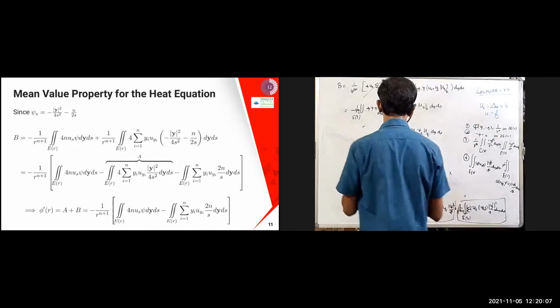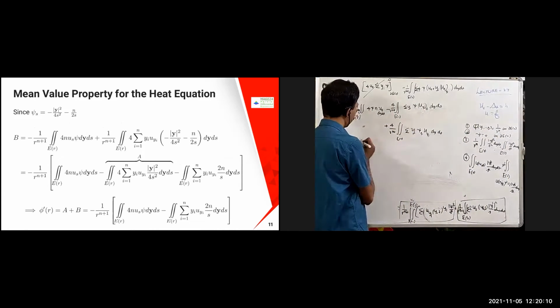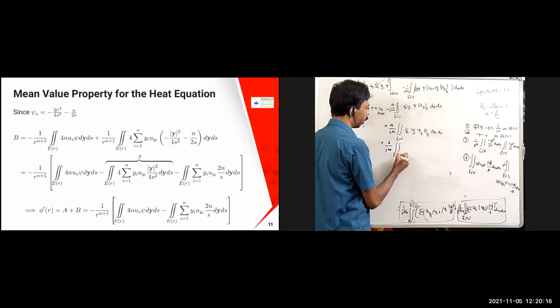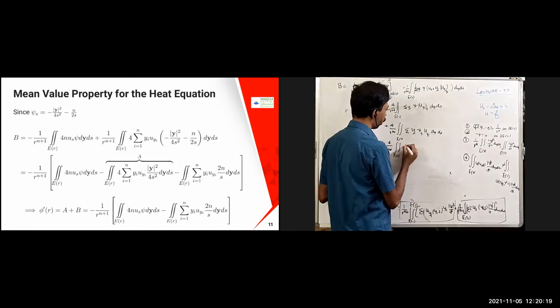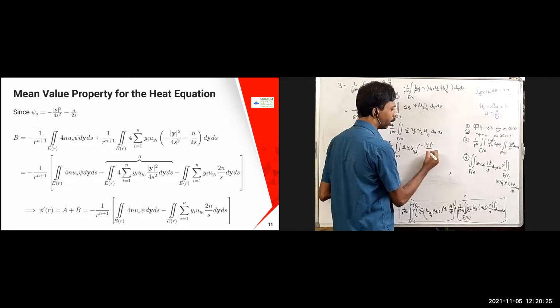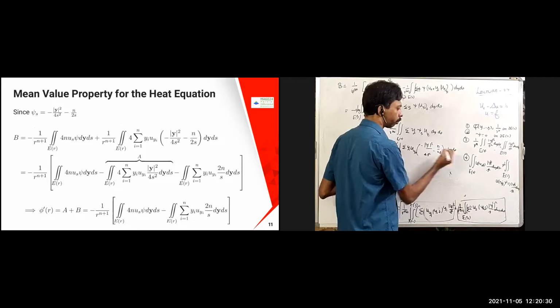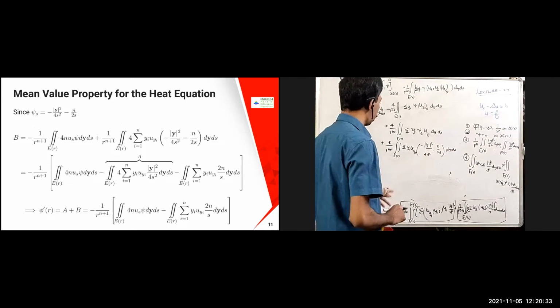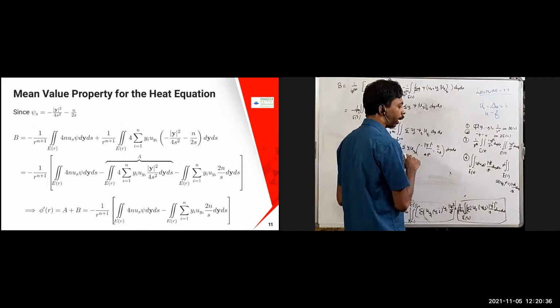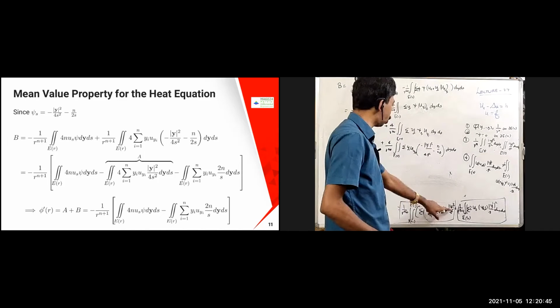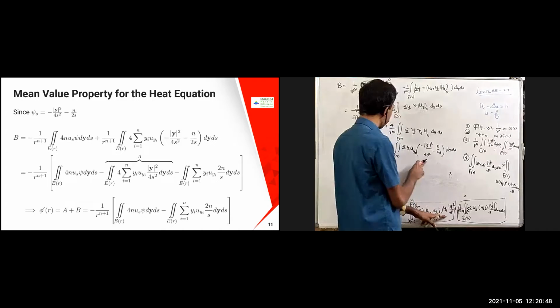So this part stays as it is, with no changes here, and this part is going to become 4 by r power n plus 1, integral over E of r, 4 summation yi into uyi into psi s. I'm going to use it: minus mod y square by 4s square minus n by 2s, into dy ds. Now I'm going to simplify this one. So yi into uyi, mod y square by 4s square, dy ds. Only this 4 is there, so 4 gets cancelled here.